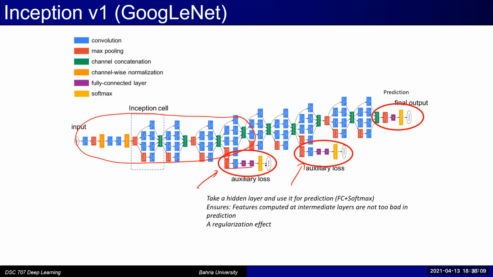So we have a branch here, which is actually computing the loss. Similarly, we have another branch here, which is also computing the loss that, okay, what is the loss if I only use this part of the network for prediction? And of course, you have the final loss.